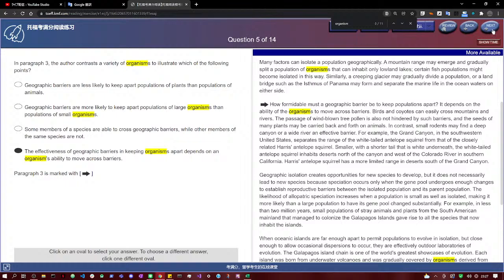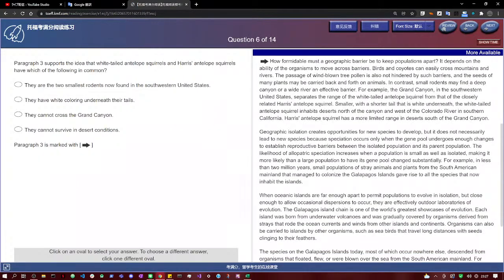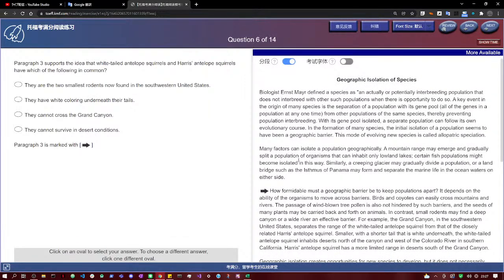Let's go with this. The idea that the white-tailed antelope squirrel and Harris's antelope squirrel have in common: they are the two smallest rodents now found in the southern United States. They have white curling under the tail too.